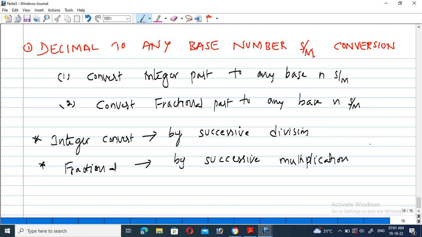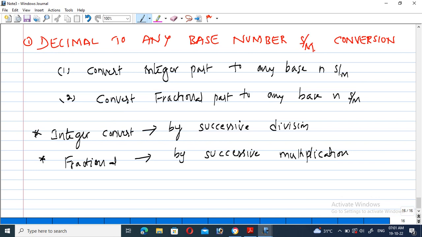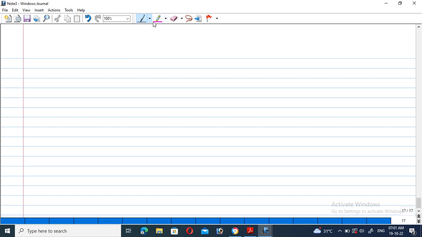These are the two primary things if you want to convert from the decimal number system to another base number system. First of all, we convert from decimal to binary number system. This consists of an integer part as well as a fractional part, and each is handled separately.